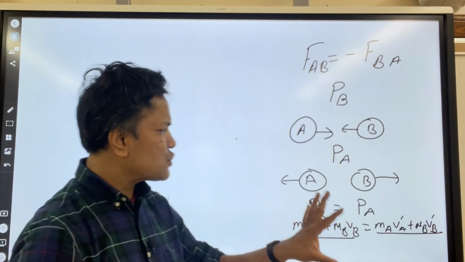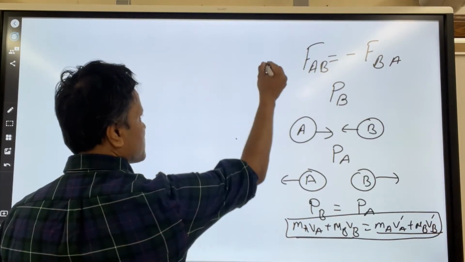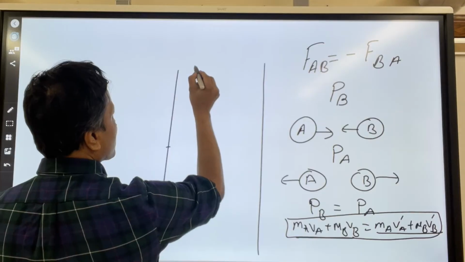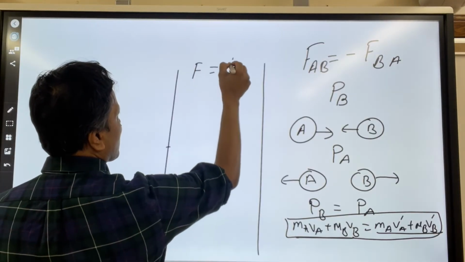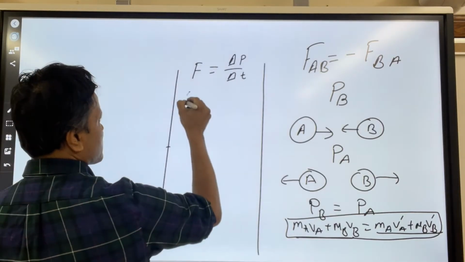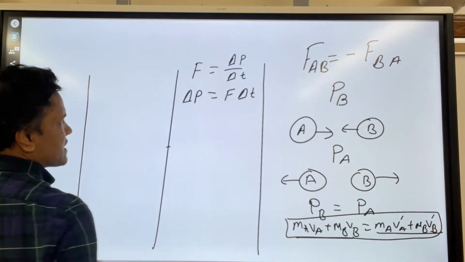equation. All right, so next few seconds I'm going to give you a proof of this one, right? Where this one is coming from. All right, let's do a 3-column proof. Newton's second law. What is Newton's second law? You know, delta P over delta T, right? This is Newton's second law. So delta P is equal to F delta T, right?